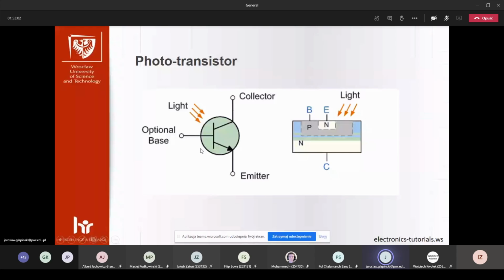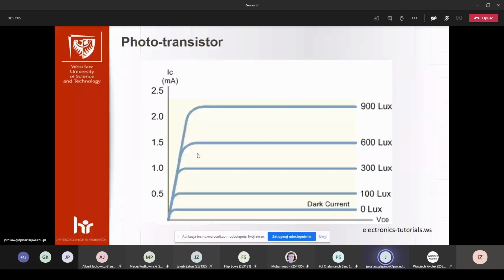This is the correlation between voltage and current. As you can see, it is similar to transistors with different beta, with different base current. So the amount of energy coming from the light here corresponds to the amount of current going through the base-emitter junction.